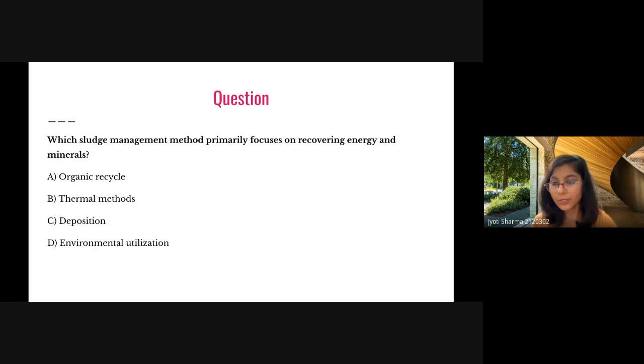Venkateshwara gave me B as the answer for this. So you need to tell me the method by which we can produce energy after using that sludge. Yes, Priscilla. So the answer is B, that is the thermal method only.